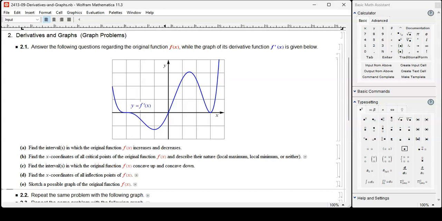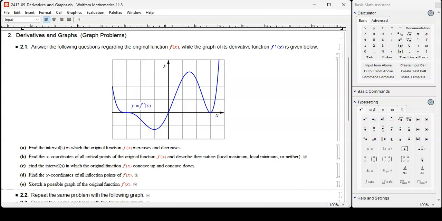Alright, what did you find? They're all about the original function f of x, but the graph of the original function is not here. You have to answer those questions from the graph of the derivative function f prime of x. Furthermore, do you notice that part A and part B go together, and part C and part D go together? Do you see those?